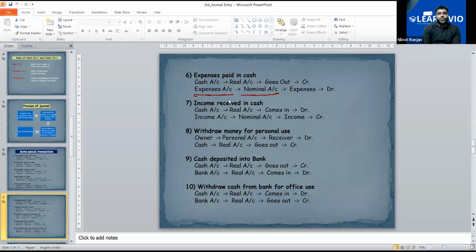Very good. So expenses is a nominal account, and as per nominal account, we have to see whether it is expenses or income. Actually, expenses will not be written in the portion, it will be salary. So you have to decide whether it is expenses or income. It will be written as rent, discount. So you have to decide that. Now, expenses is debited as per nominal account. And we are paying cash, so cash is going out. So expenses account debit to cash account.